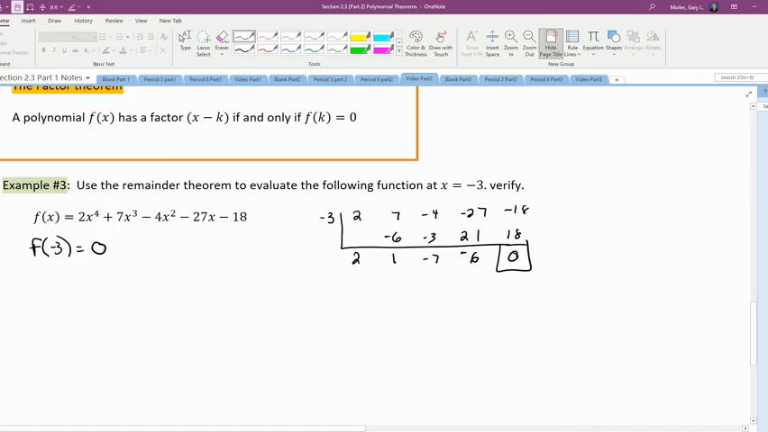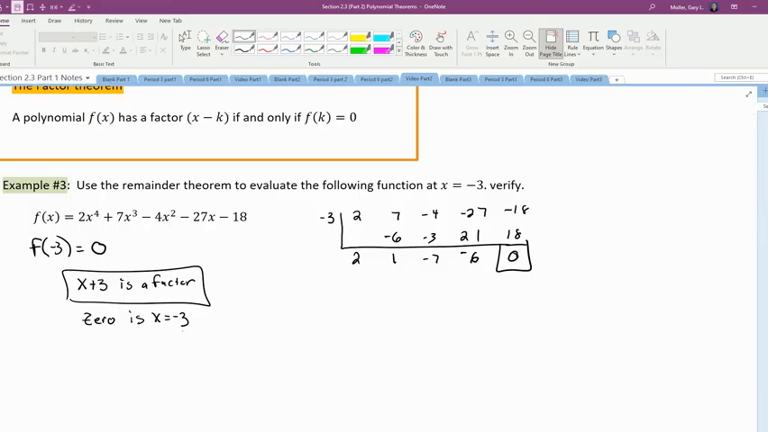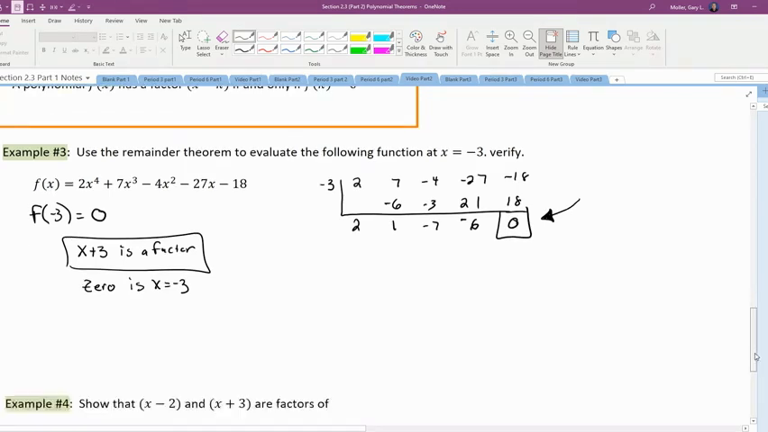So what have I learned from that? Let's put it all together. I now know that x plus 3 is a factor. I know one of my zeros, right? 0 is x equals negative 3. I know this thing has an x-intercept at negative 3, 0. All of the meanings that this has. So this is why we're talking about it, because I'm hunting for numbers that will make 0. All right, let's keep going.